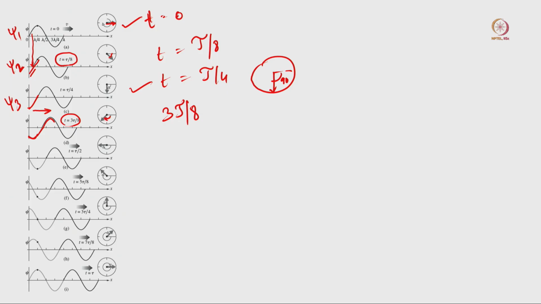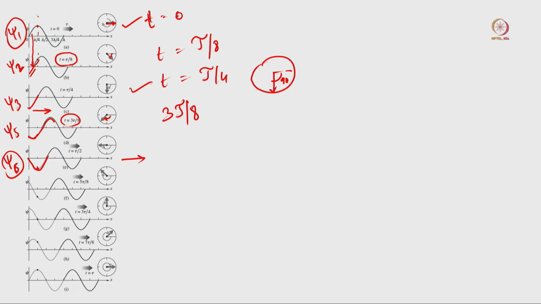Not only that, if the wave moves further, this is my wave 5, and if it goes further to 6, you can see that there is a complete half wavelength change from the first wave. If we consider wave 1 and wave 6, you can see they are in completely opposite phase, and the wave propagates in the positive x direction.